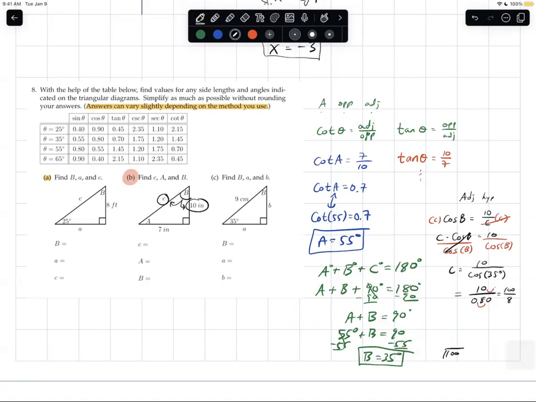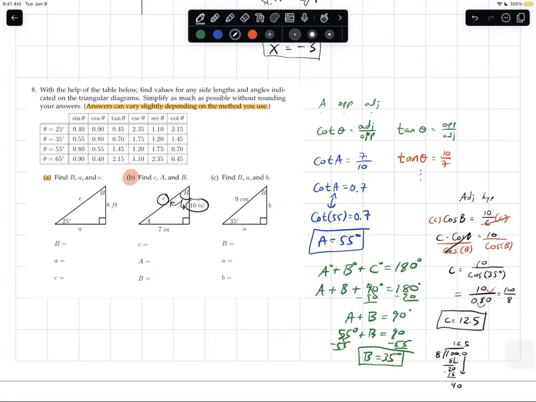So you got to go back to your long division. 8 goes into 10 one time. 1 times 8 is 8. 10 minus 8 is 2. Bring down the 0. 8 goes into 20 2 times. 2 times 8 is 16, and we subtract. That's 4. Put a decimal place and bring down that 0. 8 goes into 40 5 times, and we're done. So I got C equals 12.5.